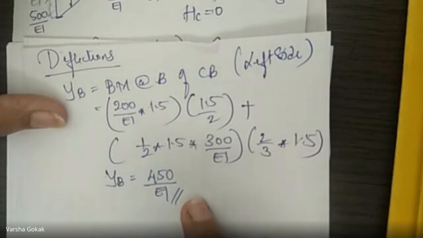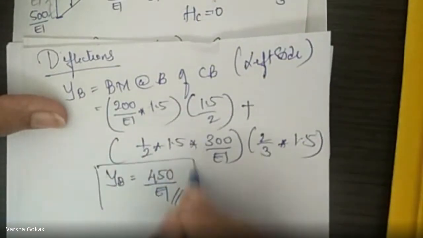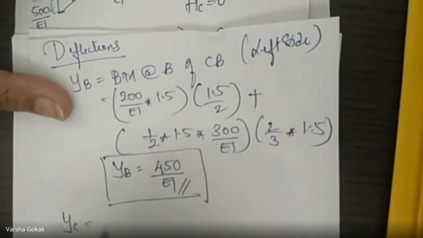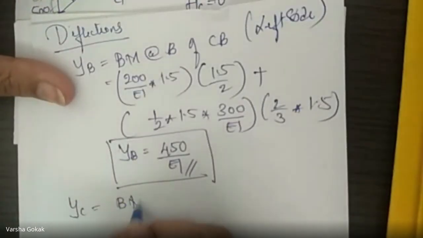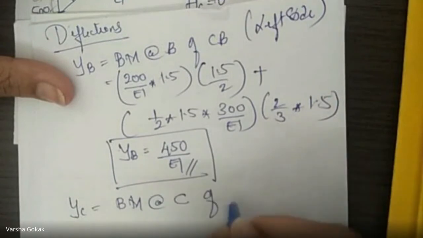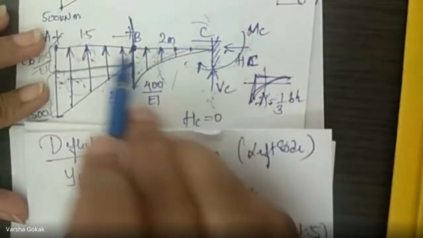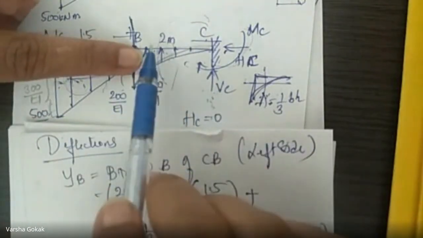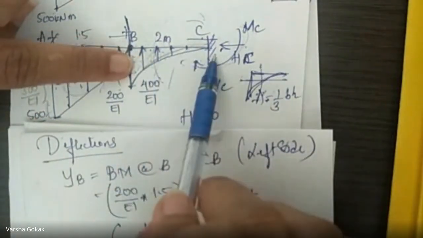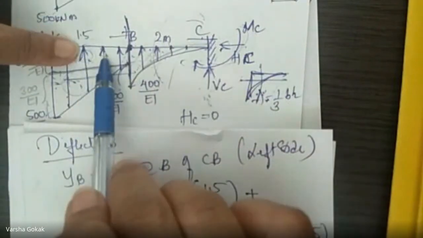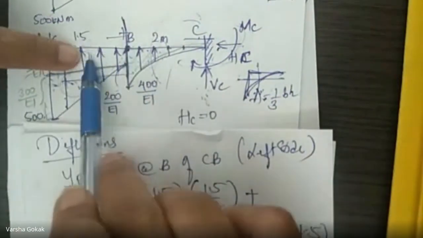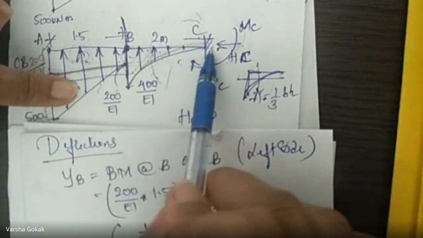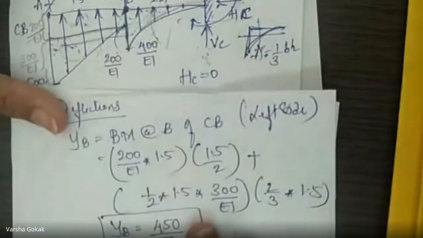Substitute for EI later on, right? 450 by EI is the deflection at B. Now I want to find the deflection at C. It is going to be what? Bending moment at C of the conjugate beam. That is, I have to take moment of all this at C now. Now what all will come? This, that is 1/4 base into height into this CG distance, correct? Then this rectangle, length into breadth into its CG distance, and this triangle, half base into height into its CG plus this distance, correct?